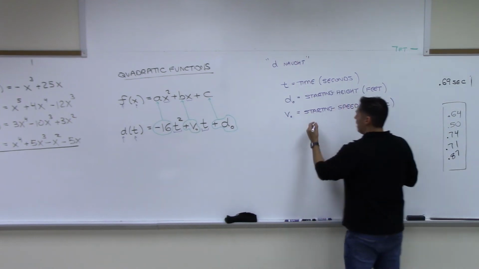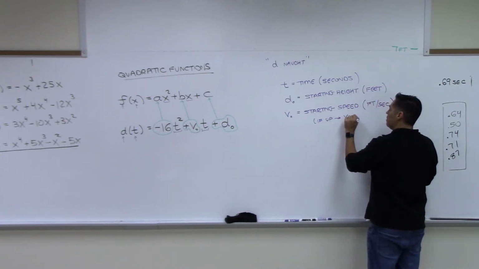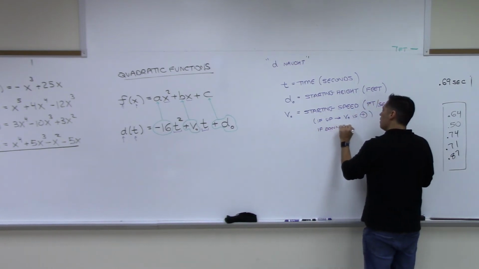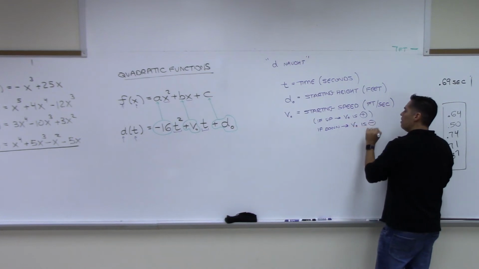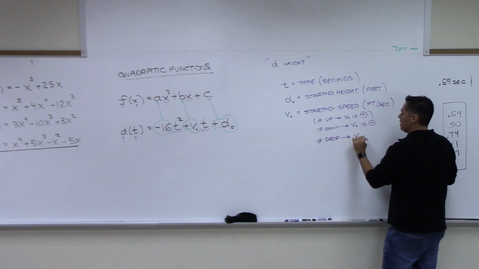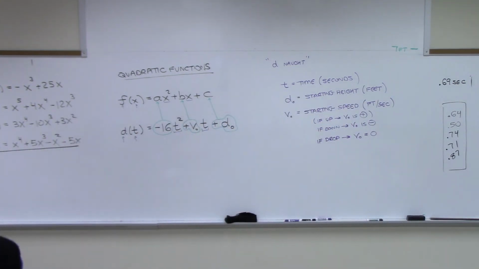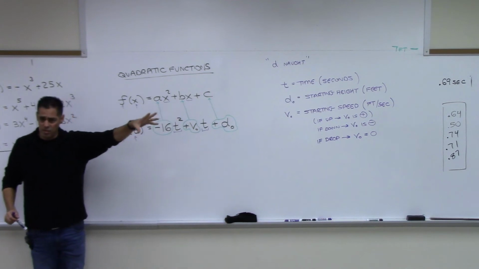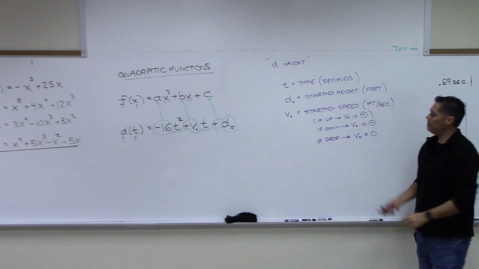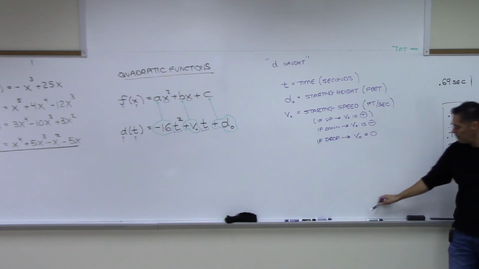All right? So I'm going to add something to this. If up, V naught is a positive number. If down, then V naught is a negative number. And if you just drop it and you don't do anything, then V naught is 0. That's what I just did in this experiment. I just let it go. So if you just let a rock go off a bridge, V naught is 0. If you throw it up and it comes back down, then you've given it some positive V naught. If you throw it down, then you've given it some negative V naught. With me?